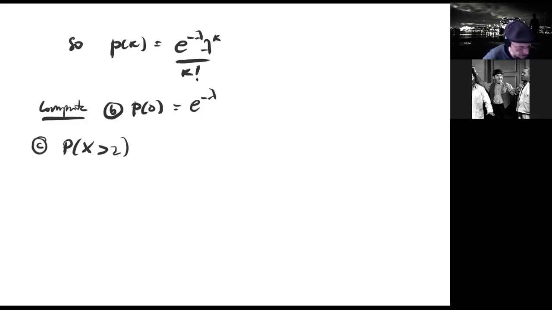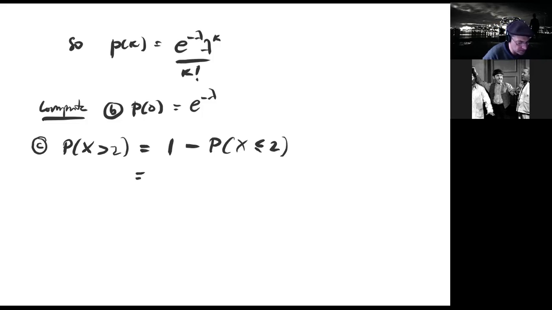Now, this is easy because this is the same as 1. So what's the complementary event to x being strictly greater than 2? That's 1 minus the probability that x is less than or equal to 2. So this is the complementary event. Okay, so then what is that?